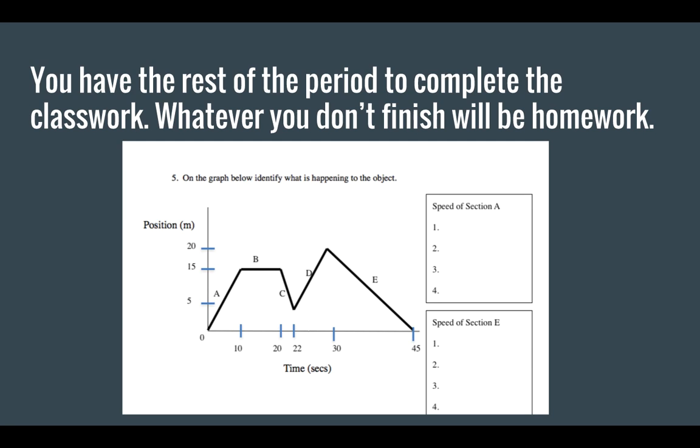The back side is going to be just what we did for our warm-up. We're having a position versus time graph where you need to calculate the speed of only line A and E. First part, identify what's happening to the object. So just like the warm-up, right? Are they walking, running, staying in place? Did they turn around, go back to where they were? Start with that, and then calculate the speed.